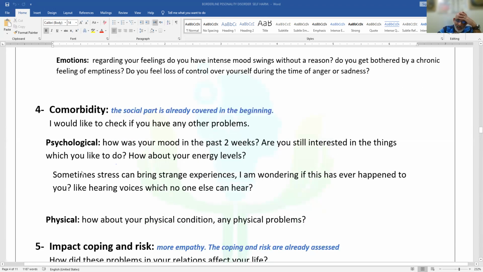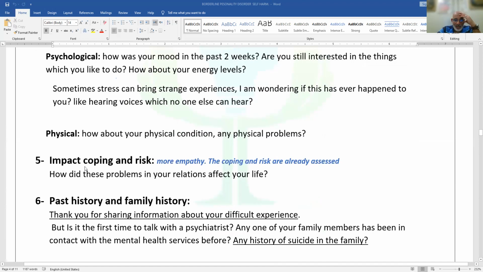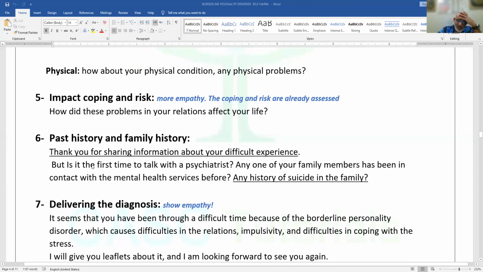And then the comorbidity, typical questions, psychological, the mood and psychosis, and then the impact, coping, and risk. Already, all these questions have been asked. No need to ask about them.